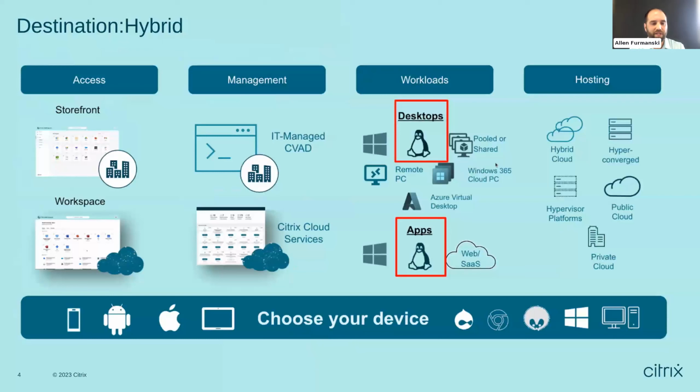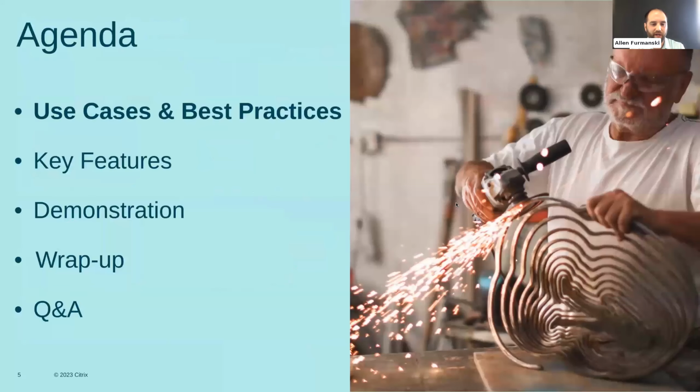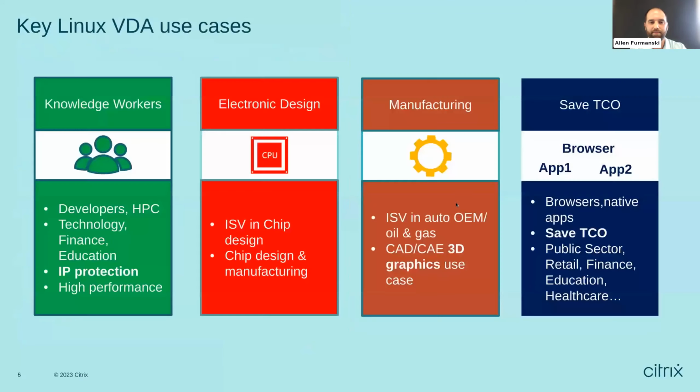All right, so what do we have for the agenda today, Terry? What are we going to be covering? Yeah, so this is the agenda. I will cover the use cases and the best practice, and follow with the key features which support those use case. And I will do a demonstration, then hand it to Alan to wrap up, and James for QA. Yeah, so let's go. Let's do it.